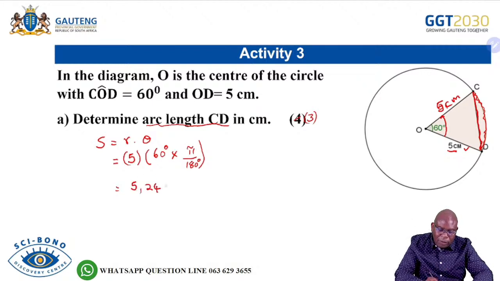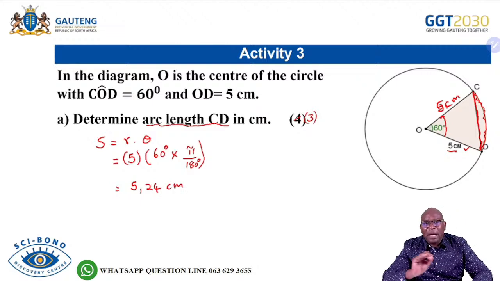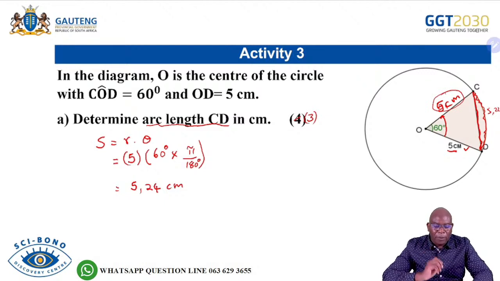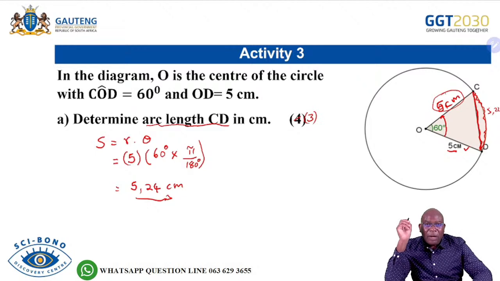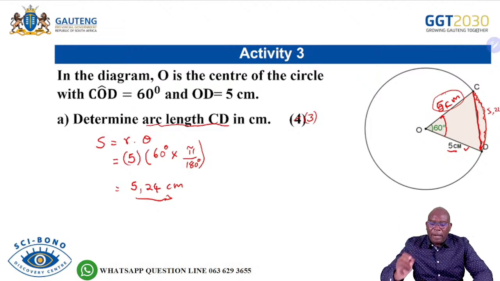Most of the time you'll realize that the arc length is bigger than the radius. So this arc length is 5,24, which is longer than the radius. Right, so I've got that answer there. Moving right along. Determine the area of the sector. Now we need to determine the area of the sector.